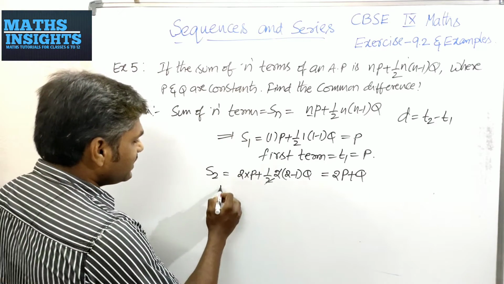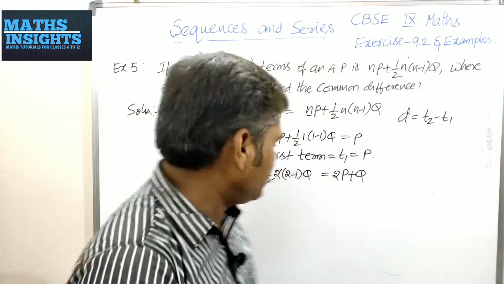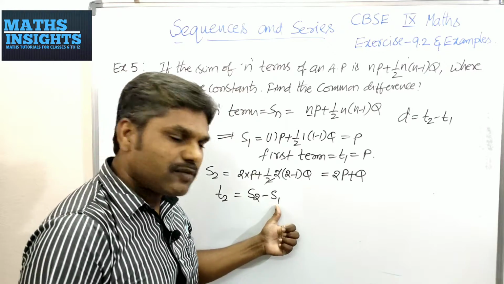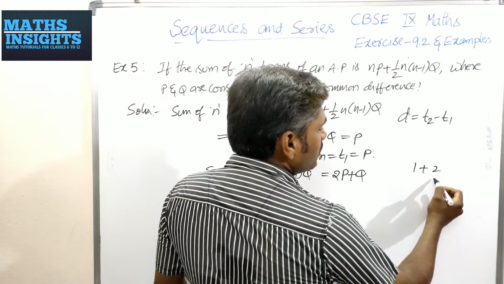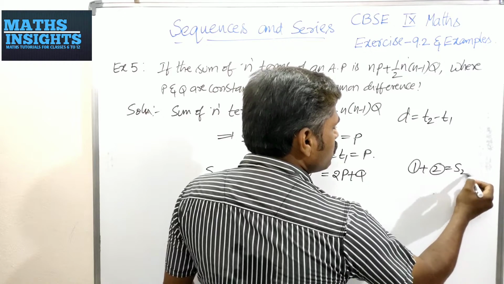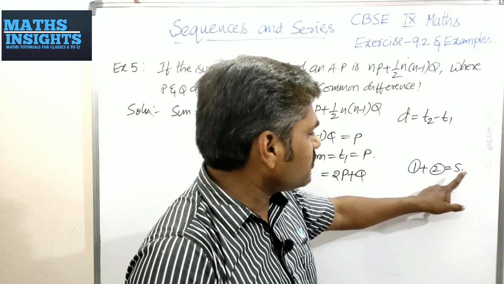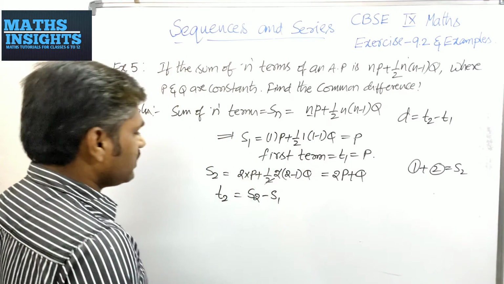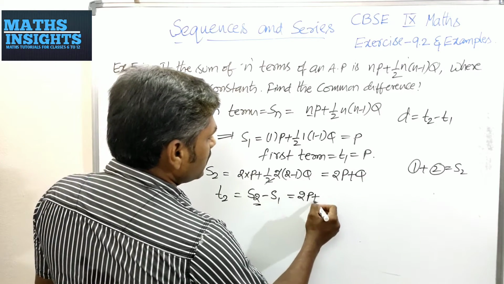If you want to get T2, which is required for calculating the common difference, T2 can be obtained by subtracting the first term from the sum of two terms. See, it is very clear. This is S2. What is the meaning of the sum of two terms? In this sum of two terms, if you subtract the first term, you will get the second term, which is required here. S2 means the sum of the first two terms, that is 2P plus Q.